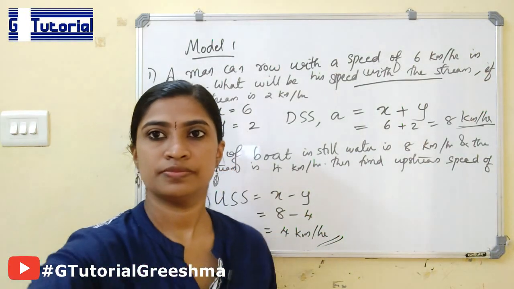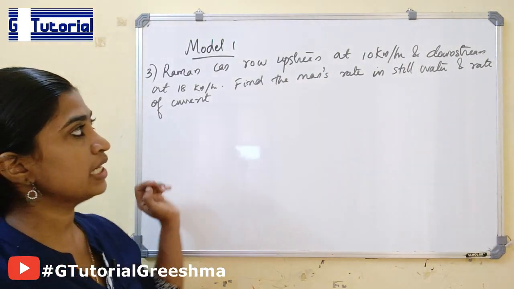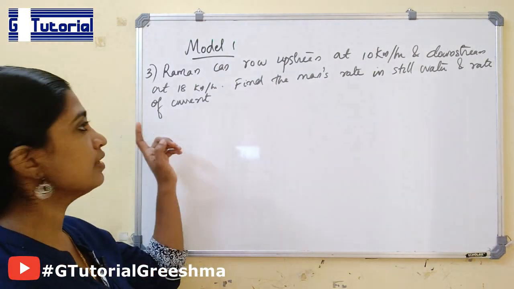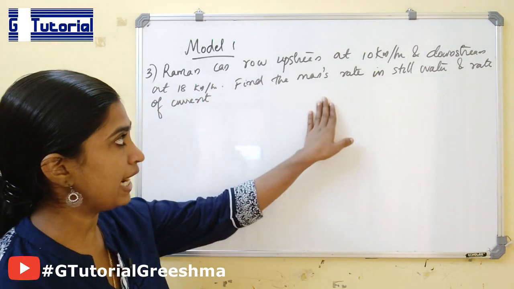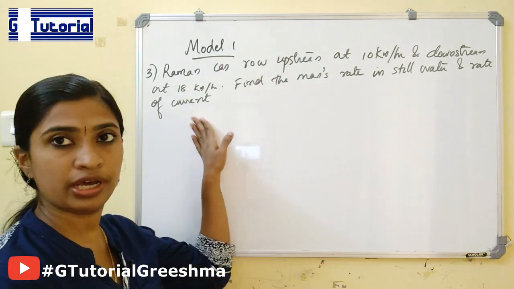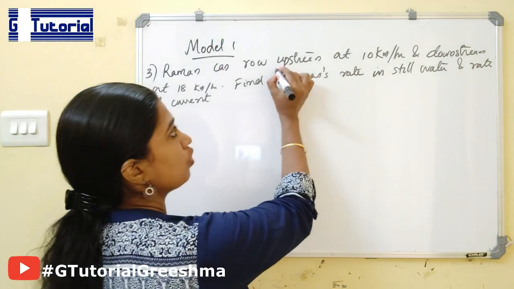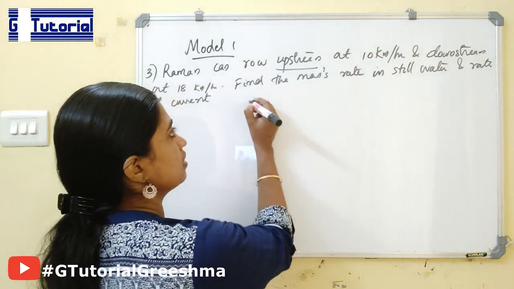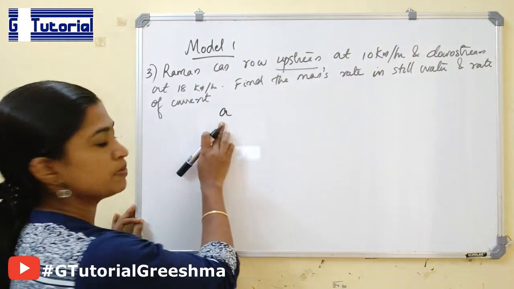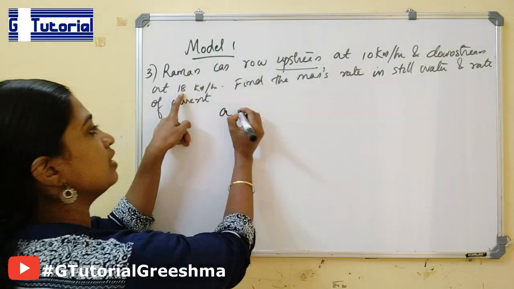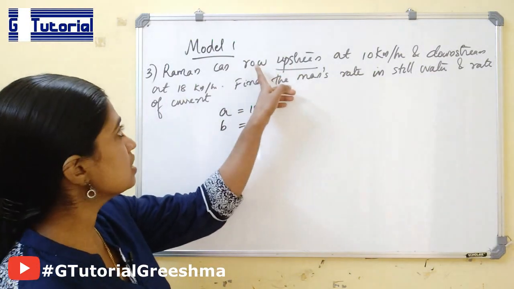Next question. Raman can row upstream at 10 km per hour and downstream at 18 km per hour. Find the man's rate in still water and rate of current. Here we are given the upstream speed. A man can row upstream. So upstream speed is given, downstream speed is given. Downstream speed is denoted by letter A. A is 18 and B is the upstream speed, which is 10.